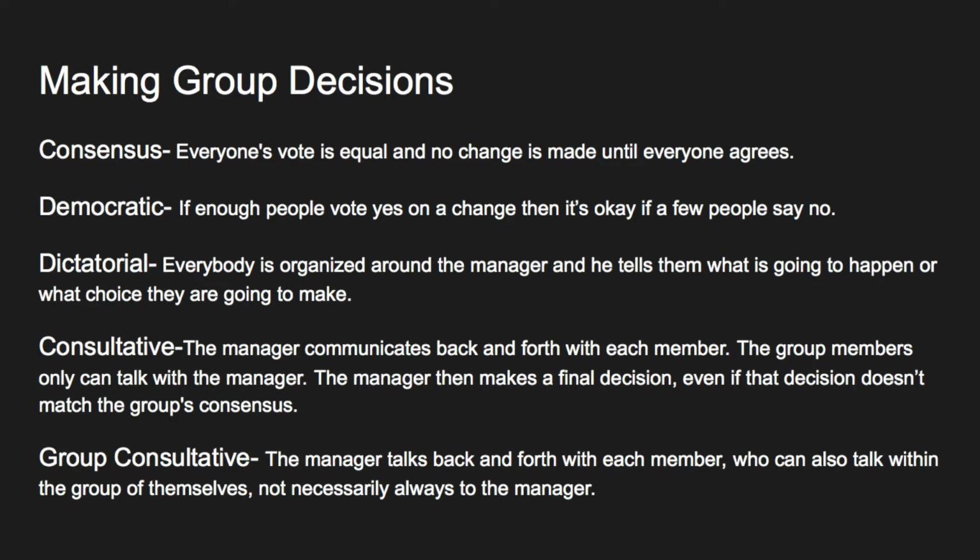There are 5 techniques for making group decisions. The first technique is consensus. This means that everyone's vote is equal and no change is made until everyone agrees. The second technique is democratic. If enough people vote yes on a change, then it's okay if a few people say no. Dictatorial is when everyone is organized around the manager and he or she tells them what is going to happen and what choice they're going to make.